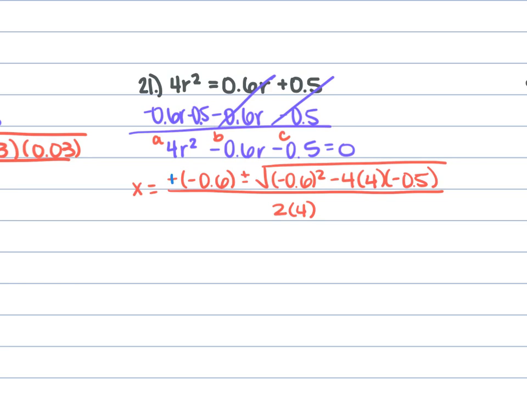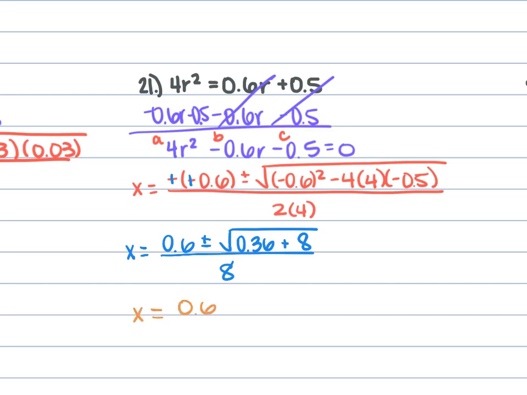So from here, those two negatives turn into a positive, so x is equal to 0.6 plus or minus the square root of that negative 0.6 squared is 0.36 minus the negative 4 times 4 is negative 16 times negative 0.5 is a positive 8 all over 8. So from here, we add underneath that radical, so x is equal to 0.6 plus or minus the square root of 8.36 all over 8.